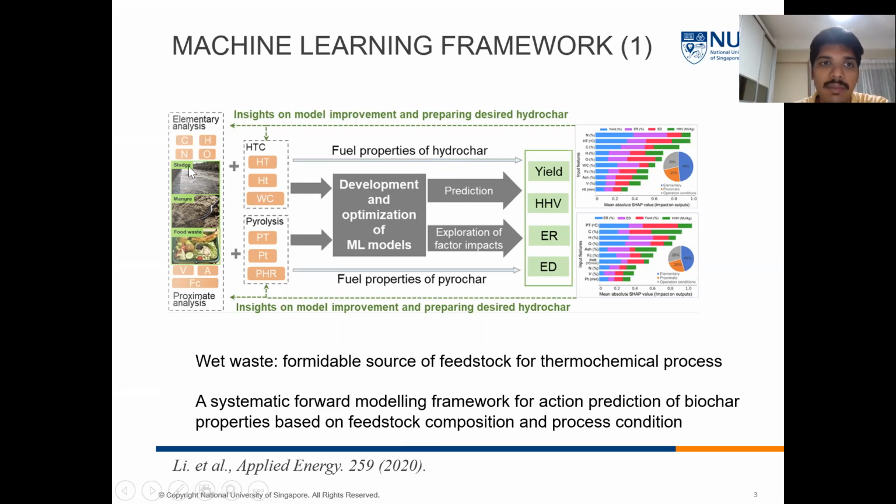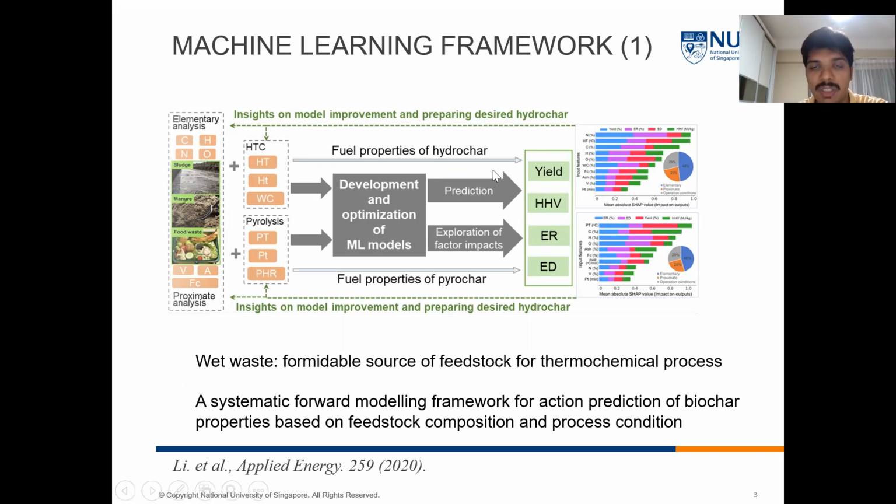What we have is we have sourced the elementary composition as well as the proximate analysis of various feedstocks from literature, as well as the process parameters, which could be in terms of the temperatures, the residence time, and so on. And for two types of process, which is hydrothermal carbonization and pyrolysis. And we have used this data to develop machine learning models to help us predict the yield, the HHV, which is the high heating value, the energy recovery, and the energy density of the biochar, which in the case of HTC, we have termed it as hydrochar, and in the case of pyrolysis, we have termed it as pyrochar. So these are technically our target variables, whereas the elementary composition, the process parameters, the proximate analysis, all are included as our input variables.